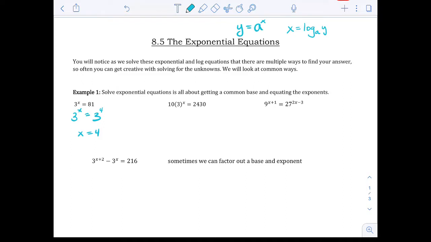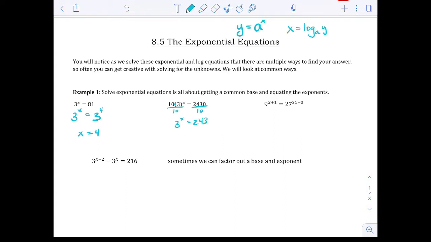All right, next one. It says 10 times 3 to the power of x is equal to 2,430. So we want to know what the x value is that would make both sides balance. 10 bracket 3 means it's 10 times 3. So in order to get rid of that 10, I'm going to divide both sides by 10, first of all. That's going to leave me with 3 to the power of x is equal to 243.